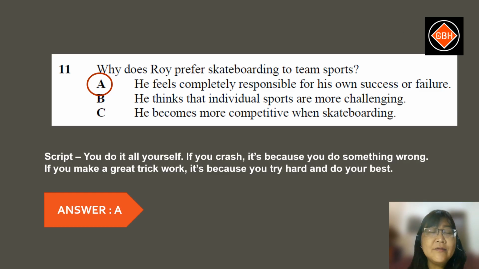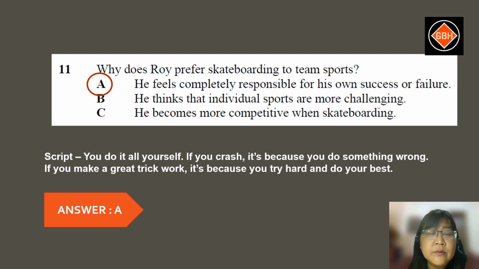Dear students, now let's look at question 11. Why does Roy prefer skateboarding to team sports? The options: A. He feels completely responsible for his own success or failure. B. He thinks that individual sports are more challenging. And C. He becomes more competitive when skateboarding.